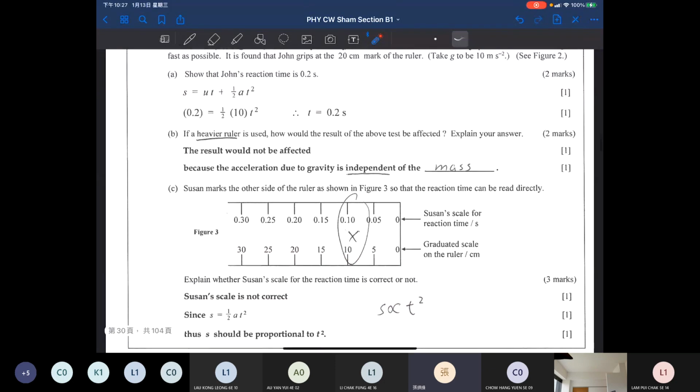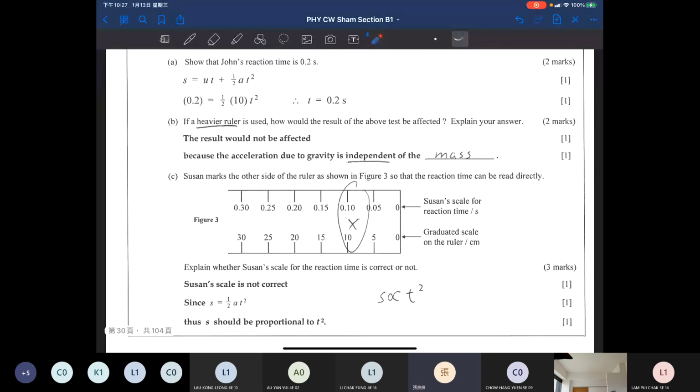Now, this is not correct because the distance traveled by the ruler is proportional to t squared. However, here you can see he tried to make everything directly proportional. Then it is not correct.